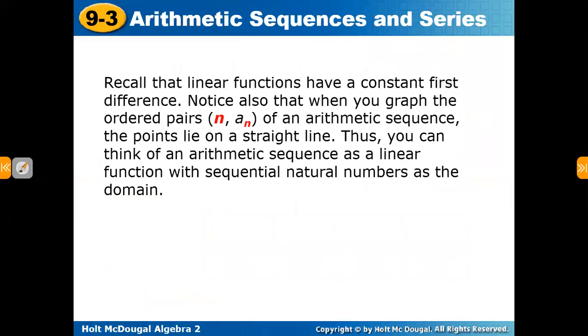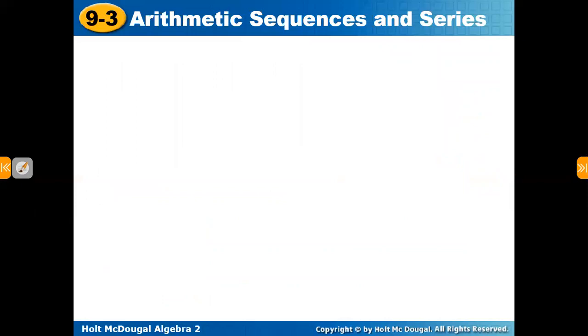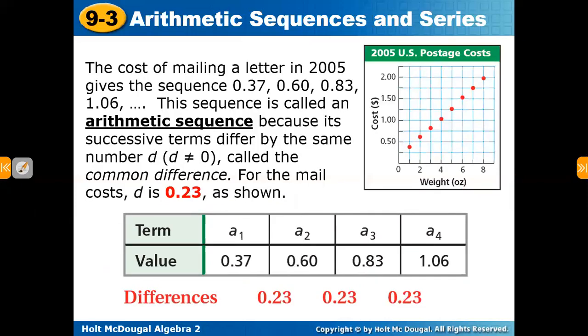So thus you can think of an arithmetic sequence as a linear function with sequential natural numbers as the domain. That means the domain starts from 1 till infinity. The x values, we start from 1 because we start the first term as A1.